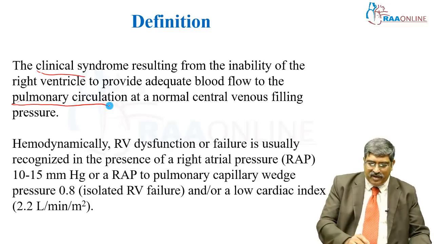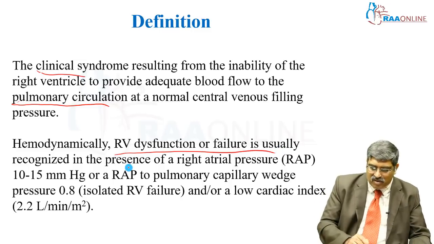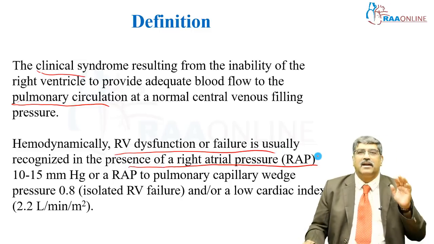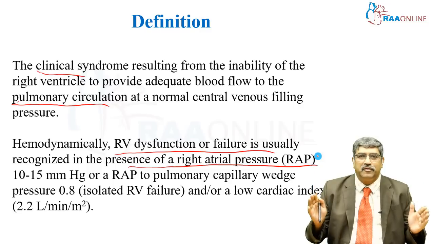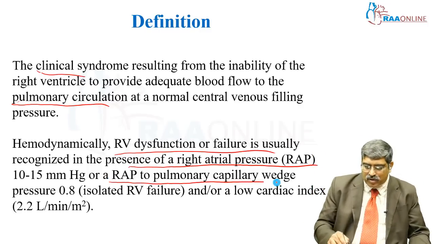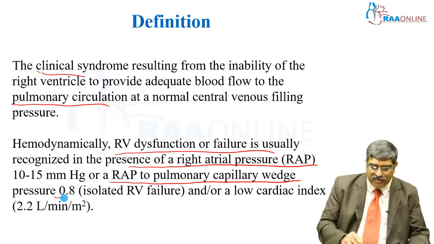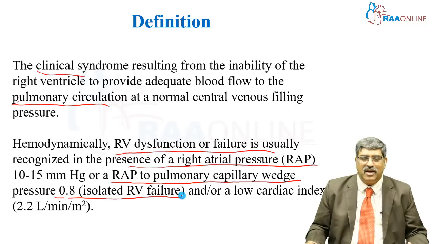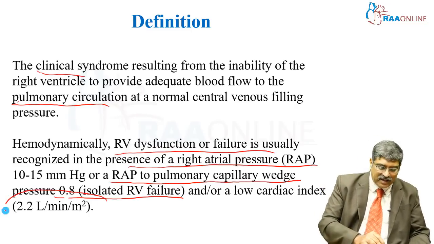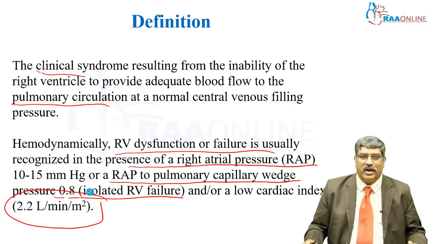Hemodynamically, right ventricular dysfunction or failure is usually recognized in the presence of high right atrial pressure, that is between 10 to 15 millimeter of mercury, or a right atrial to pulmonary capillary wedge pressure of 0.8, which is called isolated RV failure, and your cardiac index is low, 2.2 liter per minute per meter square. This is a hemodynamical definition.